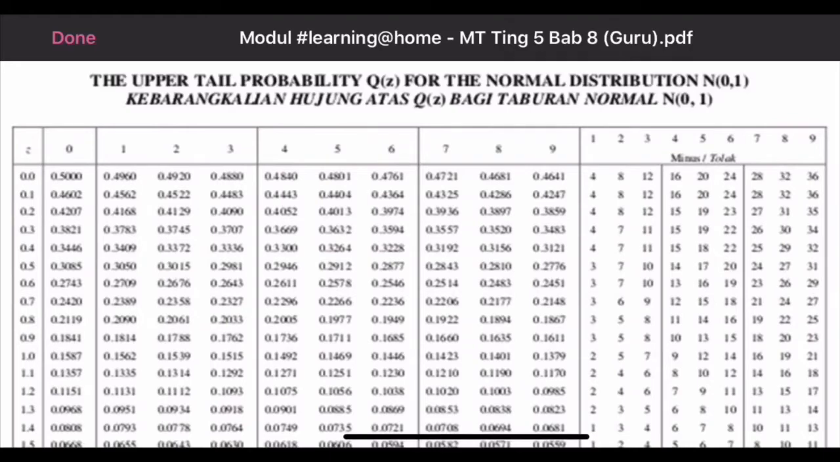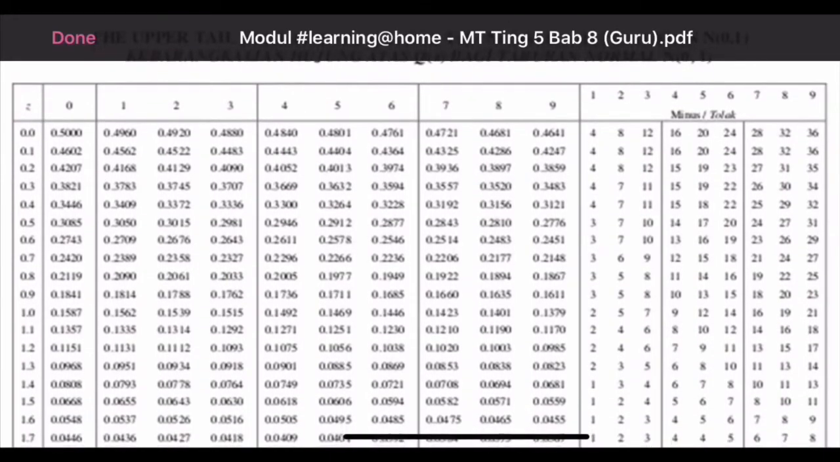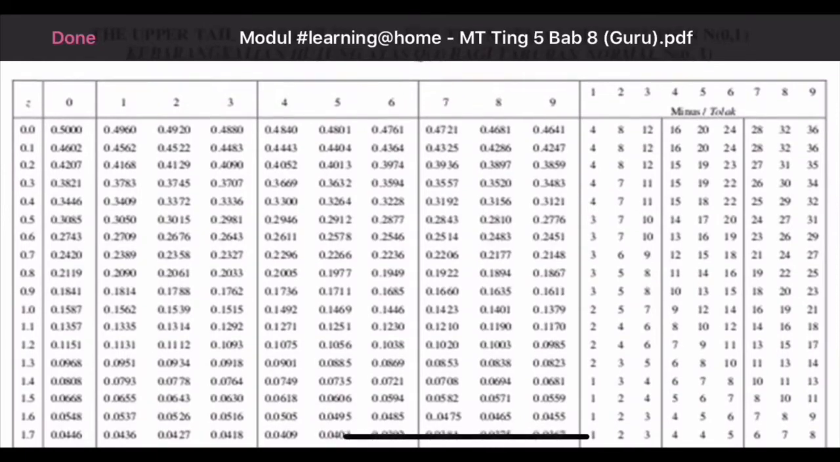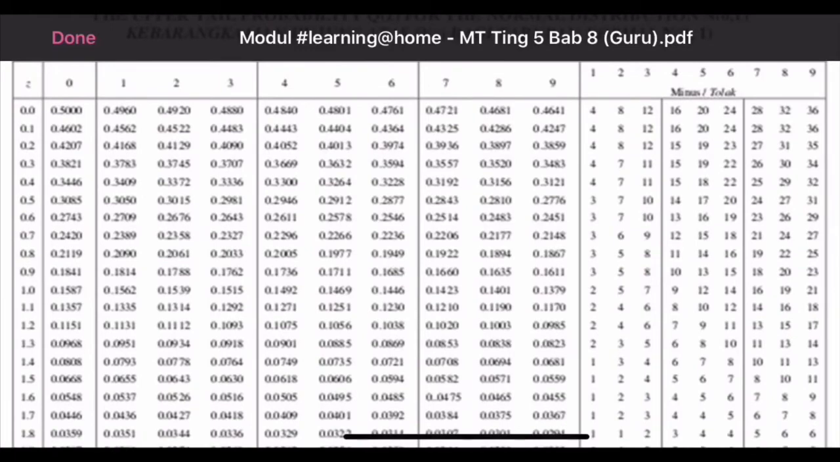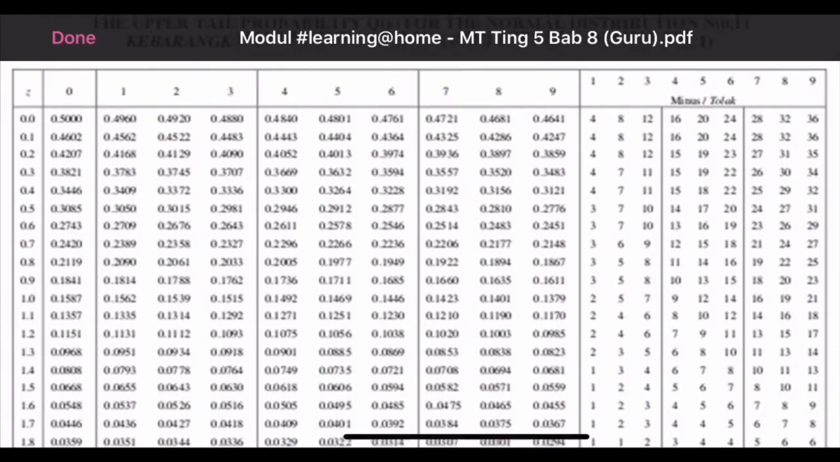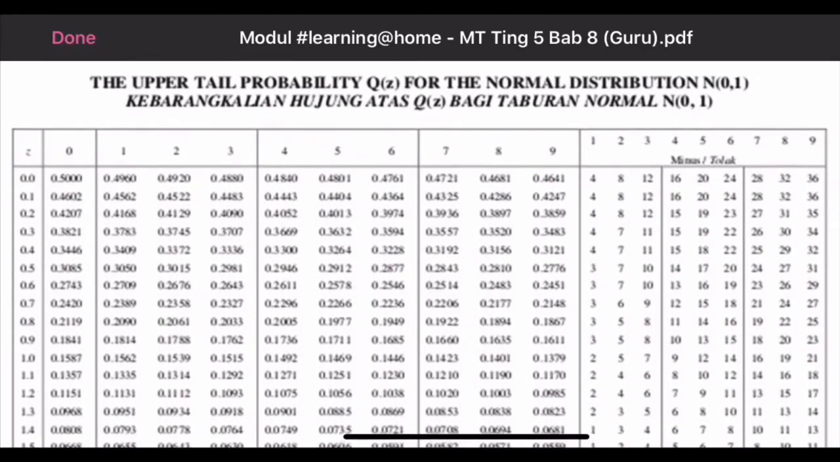Okay, so when you use a table, you need to be very careful. Always use a long ruler, two pieces of ruler, to guide you to read, because you tend to make mistakes as there are so many small figures there. They try to squeeze all the data into one table.